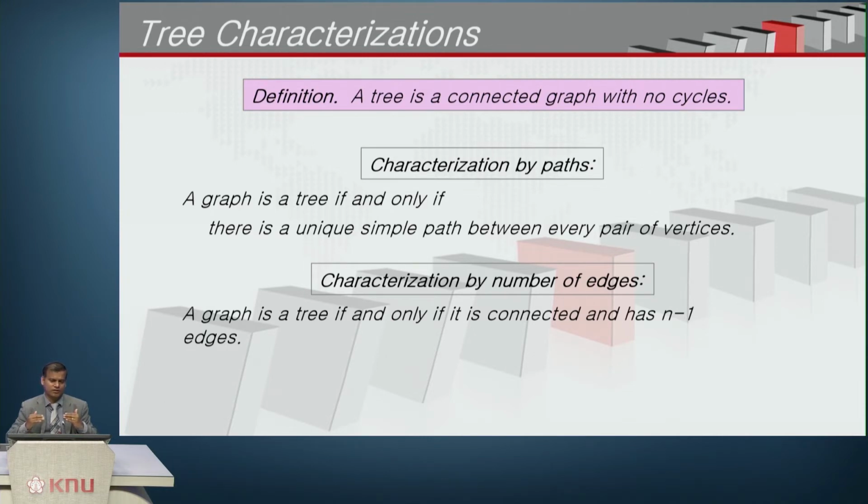One is characterized by the path, in which we are saying that there is a unique path between every pair of vertices, and then there is another characterization by the edges. A graph is a tree if and only if it is connected and has n minus 1 edges, where n is the number of vertices.